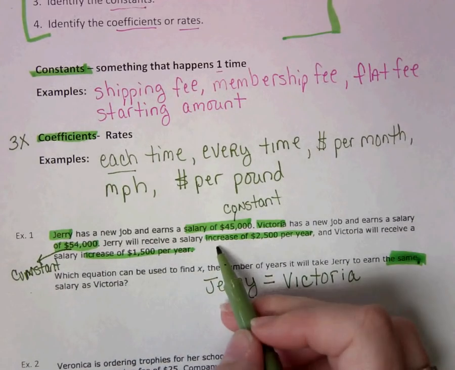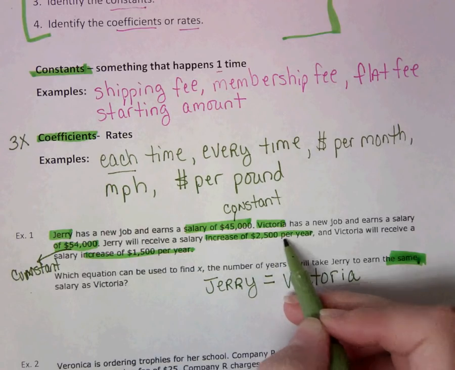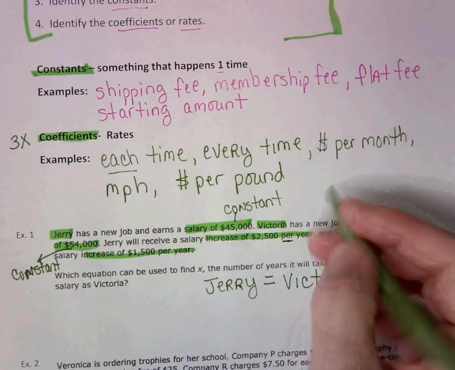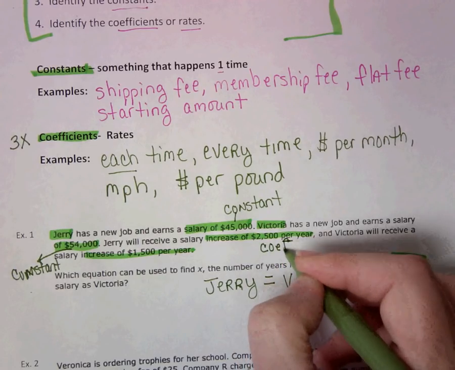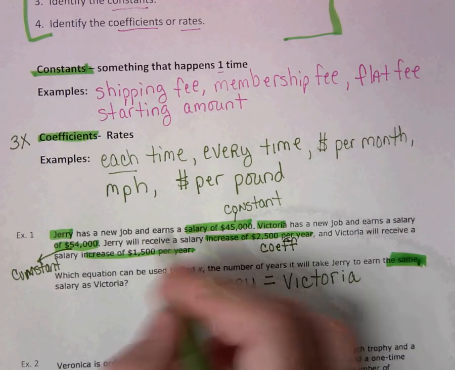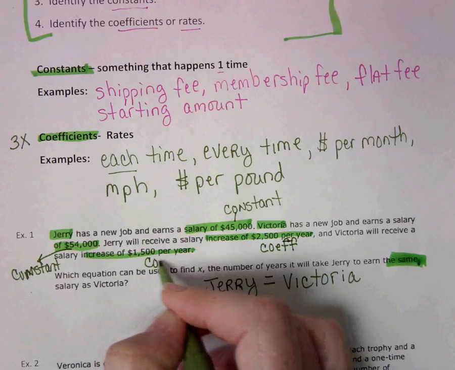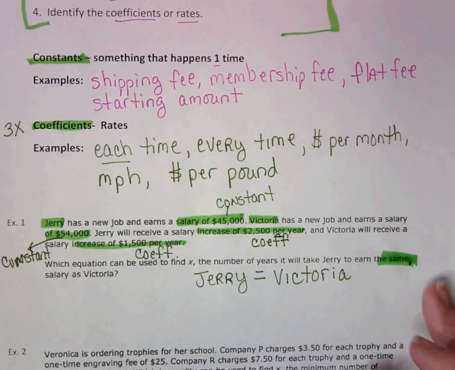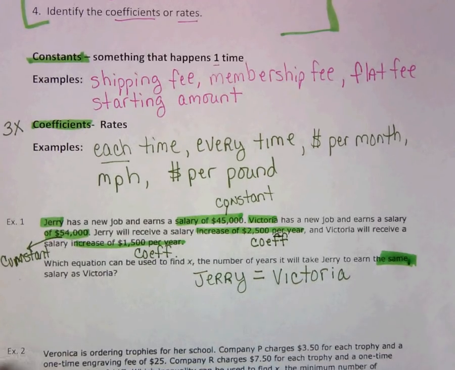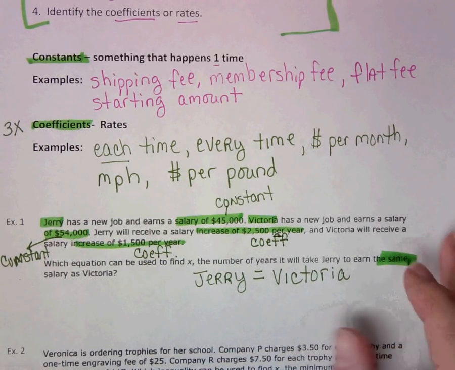Where it says increase of $2,500 per year, that's going to indicate multiplication. That's a rate, so that's going to be our coefficient for Jerry. And then for Victoria, it says $1,500 per year, and so that's going to be Victoria's coefficient. So now to write the equation.